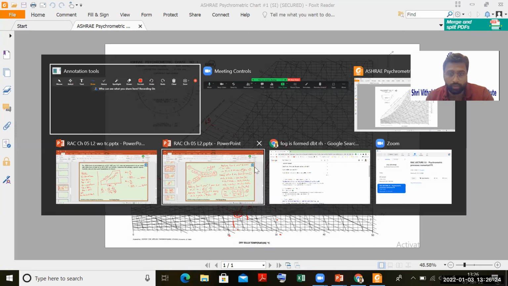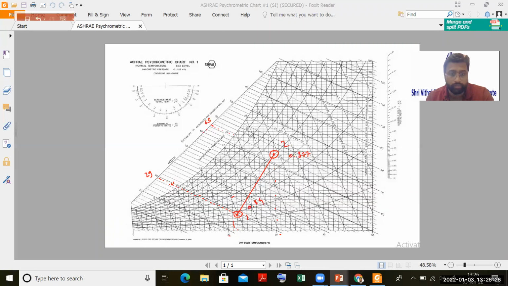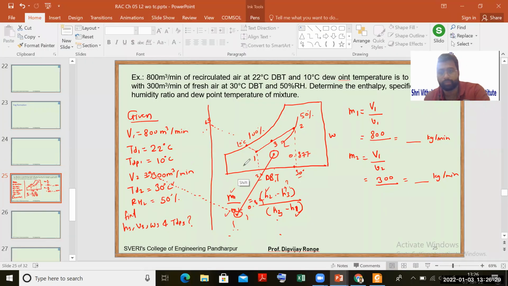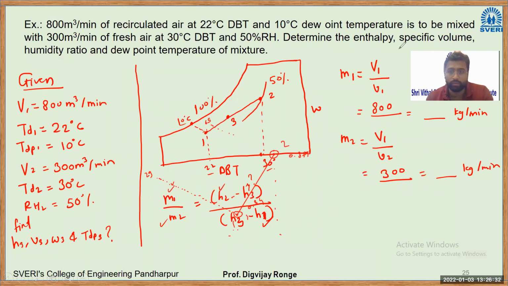Now I'll go back to the numerical where we can solve the thing. So here, the initial volume flow rate for M1, how much do we have? 0.84. So from this calculate the mass flow rate. So the unit will be kilogram per minute. How? Because this is in meter cube and this is in meter cube per kg. So ultimately meter cube will get cancelled and we will get kilogram per minute. So calculate the mass flow rate 1.